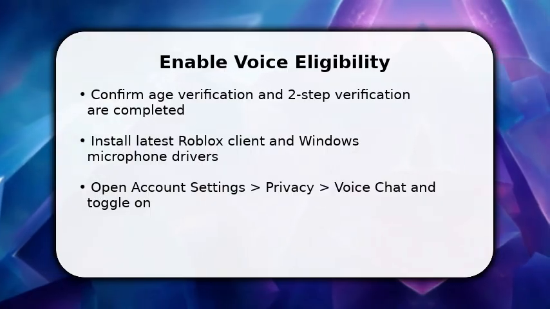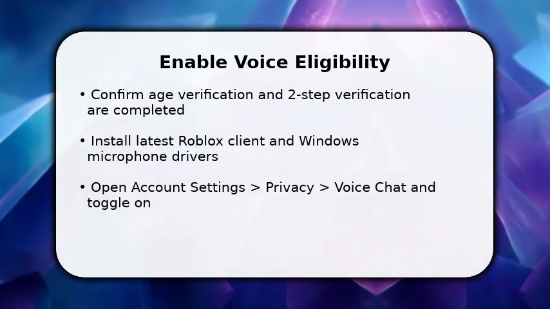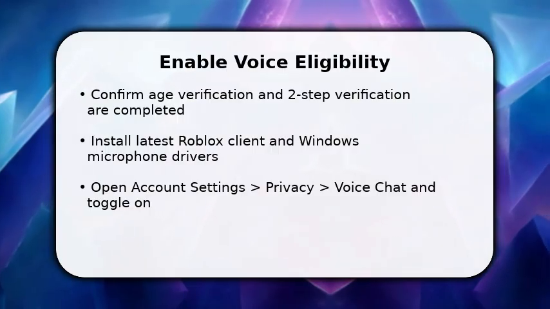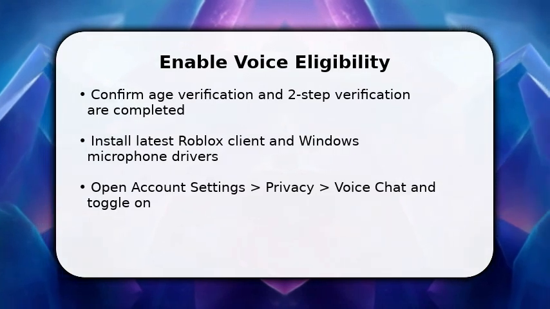Open Roblox, go to Account Settings, then Privacy, and toggle Voice Chat on. This is the first actionable step because without enabling the setting, you can't proceed. Enabling now lets the app request microphone permissions next.